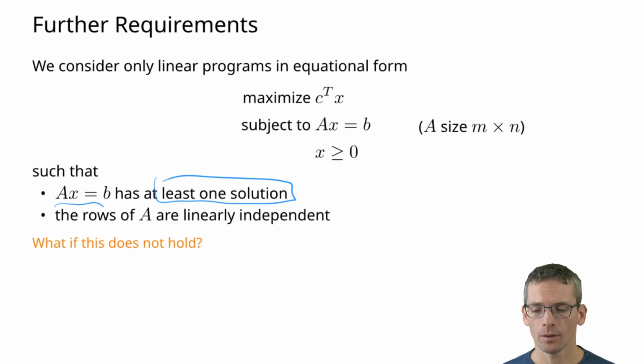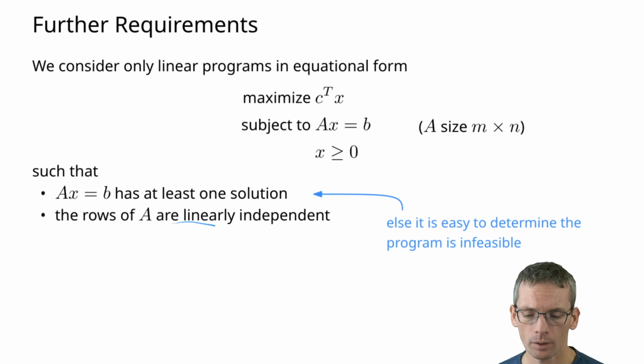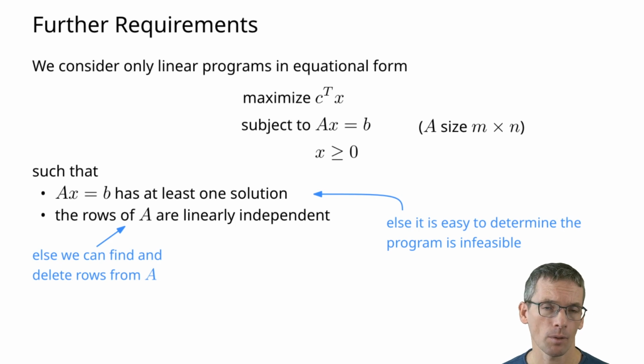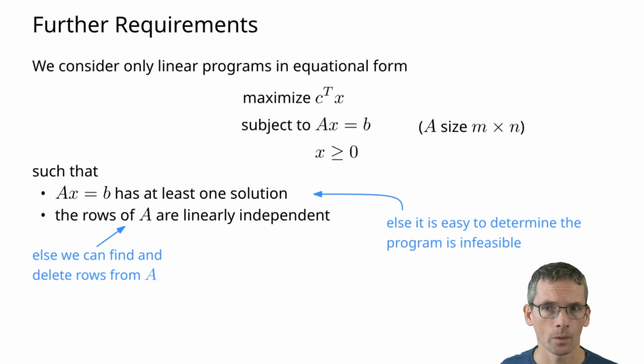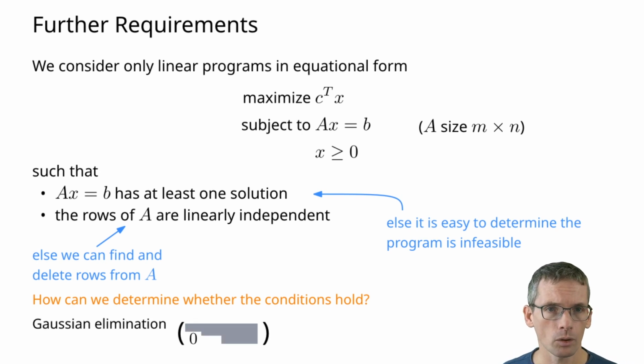So if that wouldn't hold, then we would have the following. If there's no solution, then we directly know that the linear program itself is infeasible. And if the rows are not independent, then we can simply get rid of some of the rows without losing any information or without changing the solution. And how can we determine that these conditions hold? There we can simply use linear algebra. So this would mean we want to do Gaussian elimination.